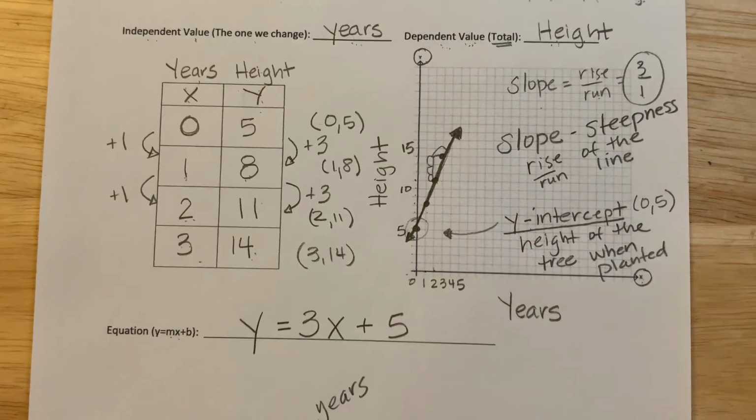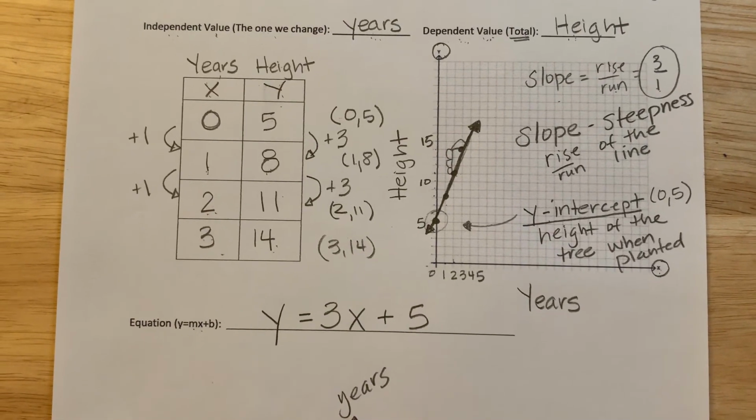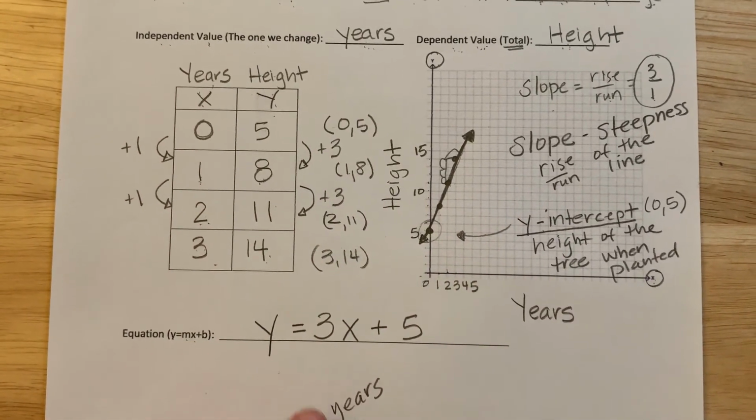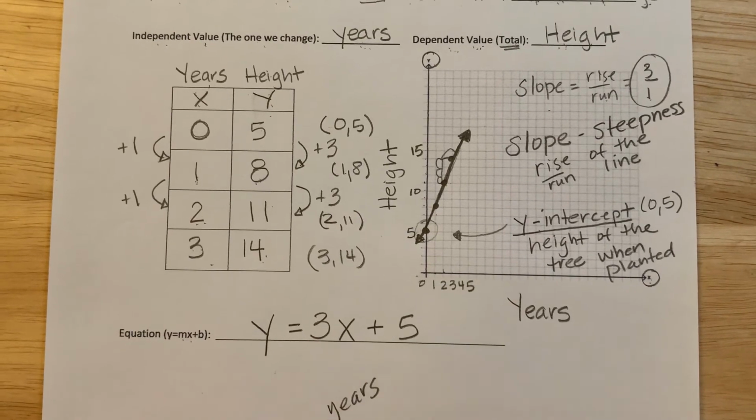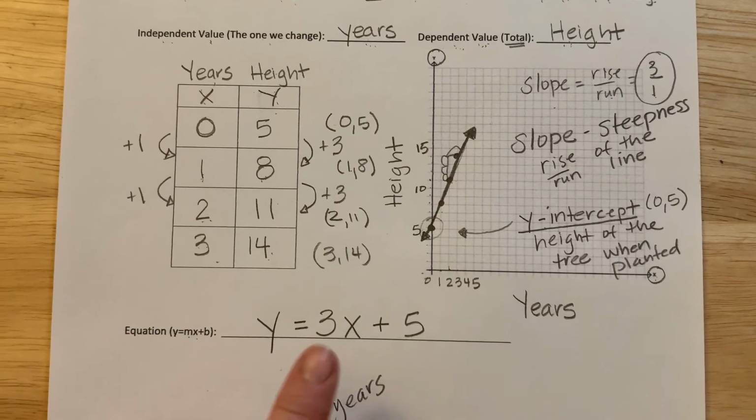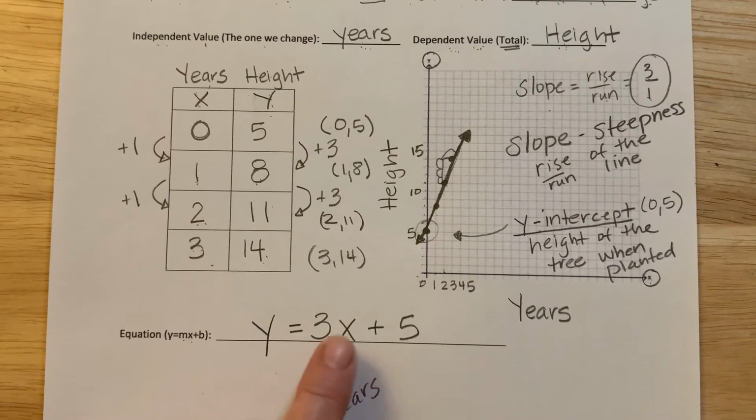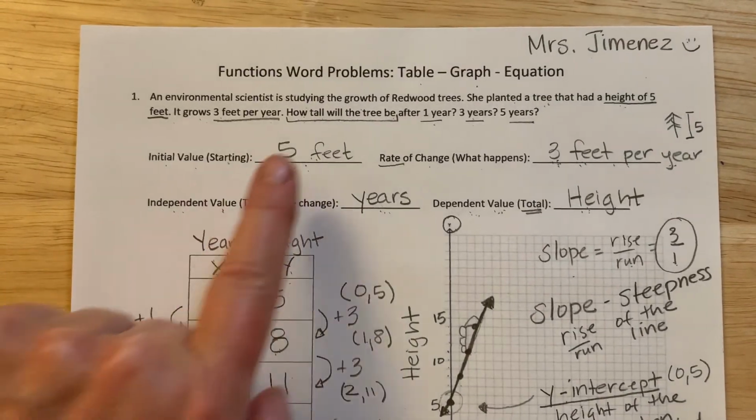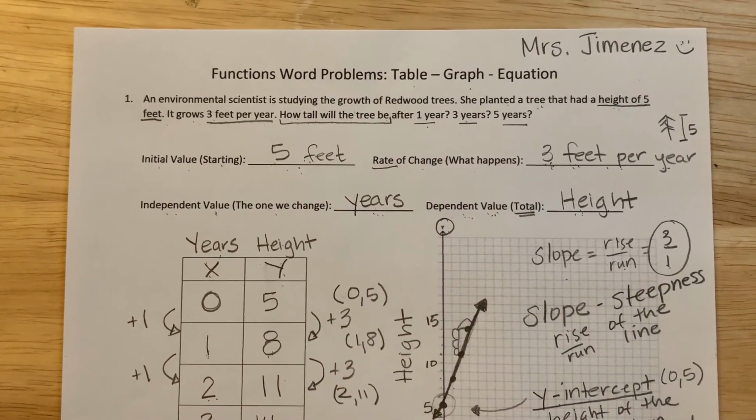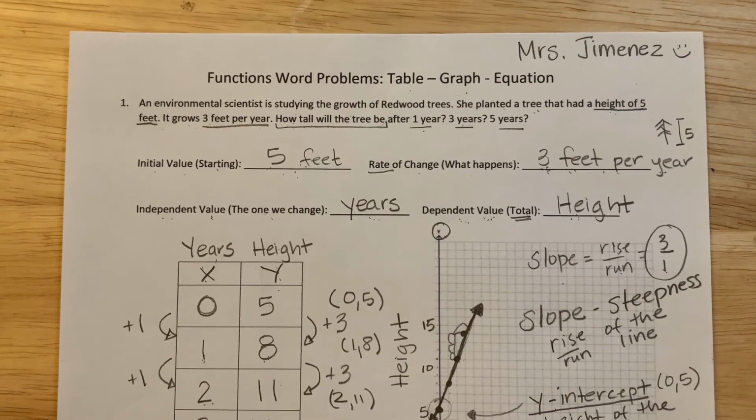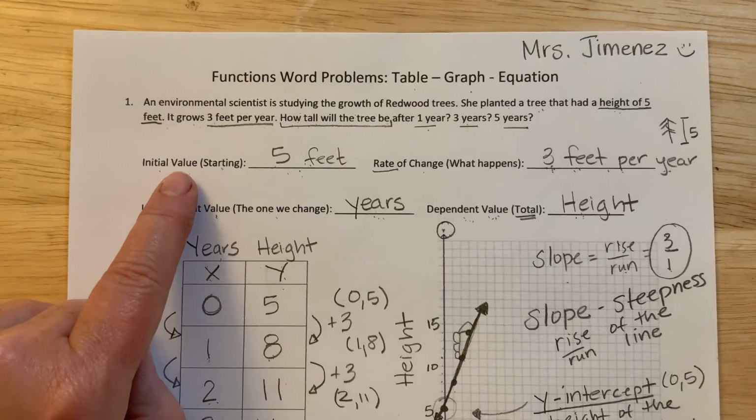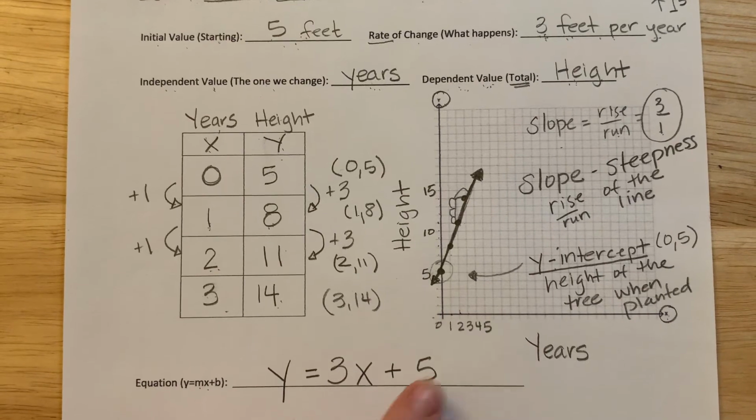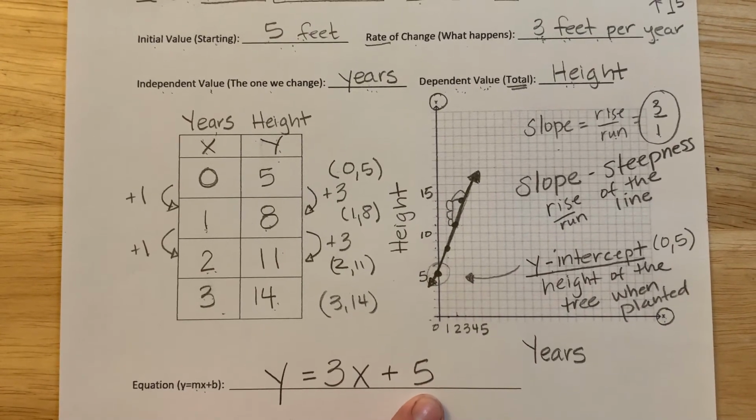Now, what's really cool about all of this is you see the same numbers in all 3: table, graph, equation. So I want you to take a few minutes, and if you need to, pause, because I do want you to see this connection. I want you to look at the 3 and the 5 that we used in our equation. And I want you to come back up here to the numbers that we pulled out of the word problem. Do you notice those numbers? Do you notice that our starting value of 5 feet is our y-intercept? Your starting number is always going to be your b.